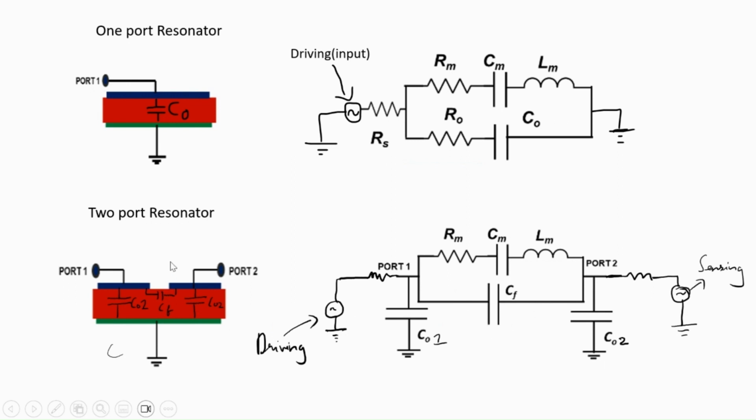So ultimately this is the whole thing. Finally, this part I have already explained: C02 you are connecting. It will be like this part, and then you have the piezoelectric material, which is the motional arm, and all of that is connected to port 2, which is sensing. And this is all in the video.